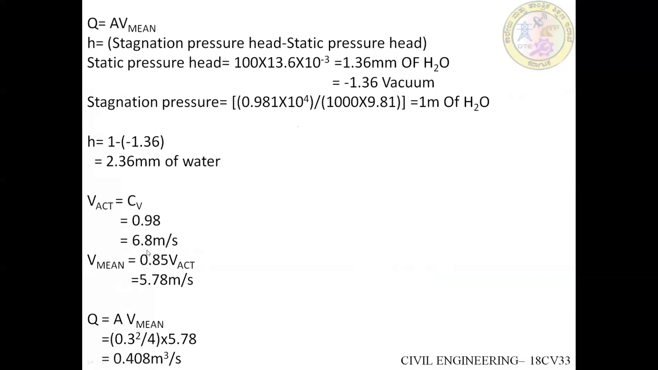So it is coming around 6.8 meter per second. After calculating V actual, we can calculate the mean velocity, which is 0.85 times V actual. And finally, we can calculate the discharge value, which is coming around 0.408 meter cube per second.